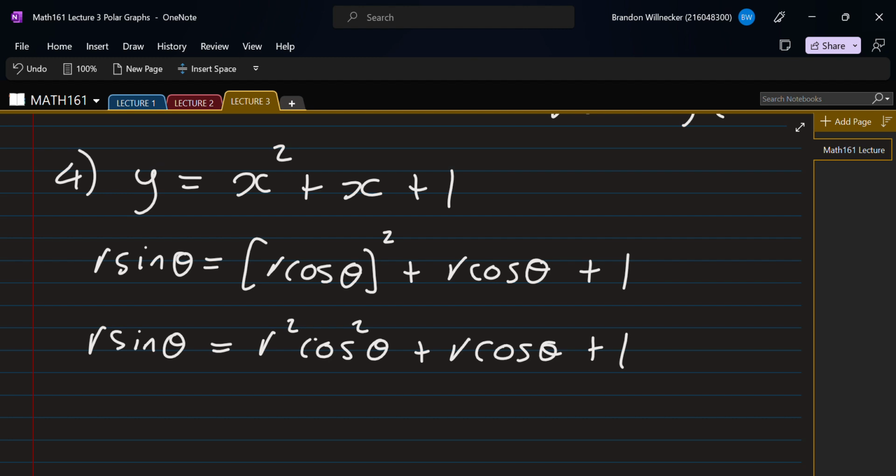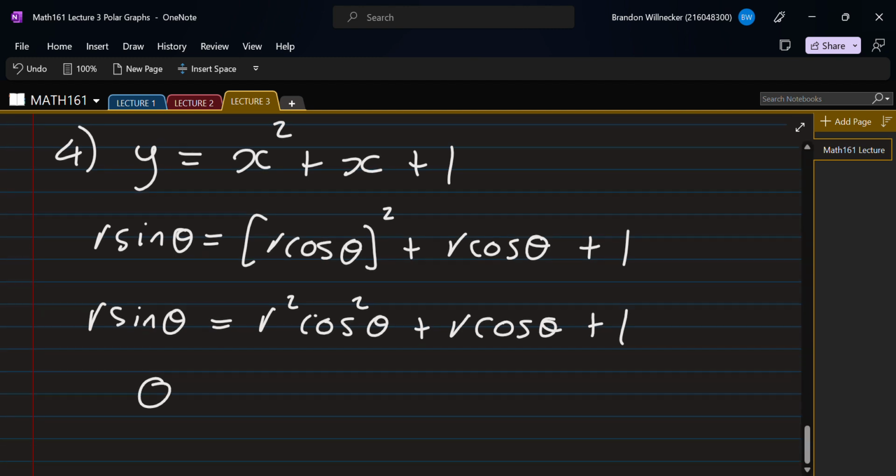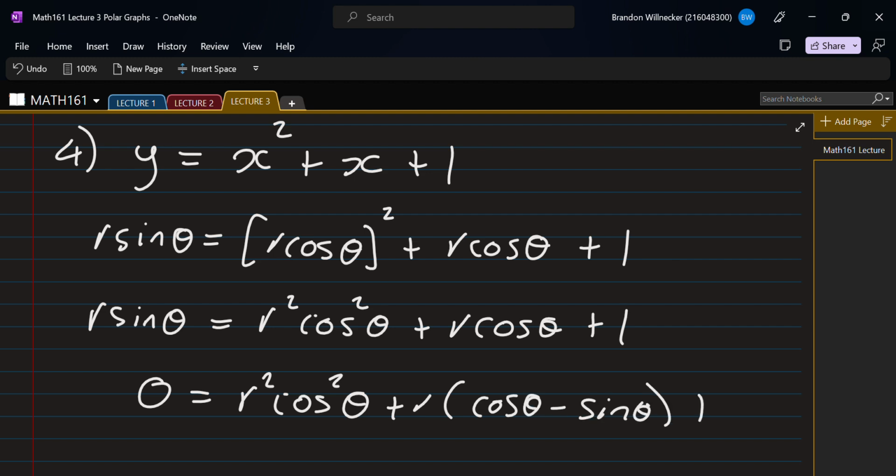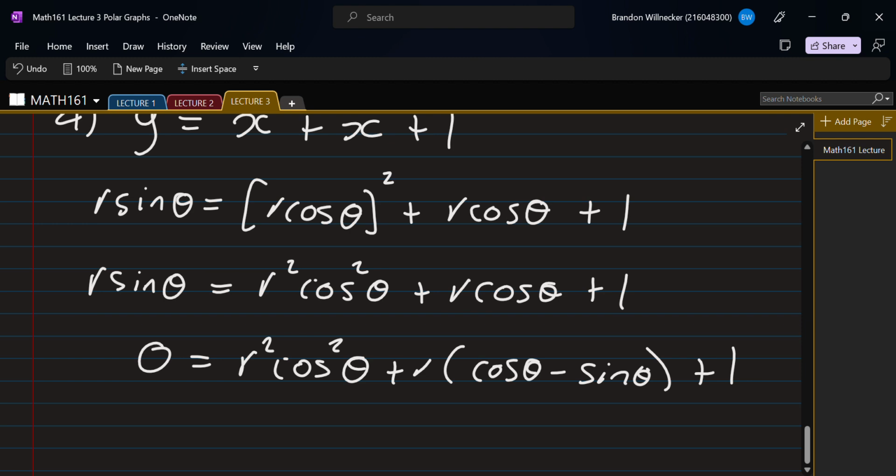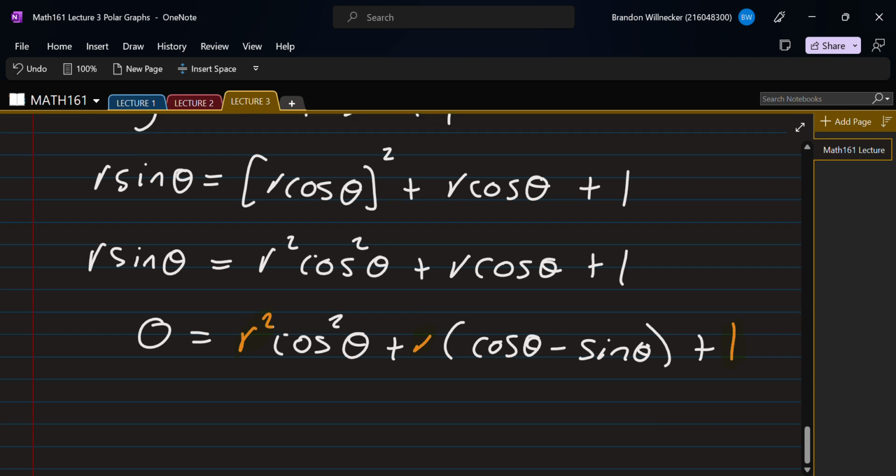So let's take all the terms to one side. So we're going to have 0 is equal to r squared cos squared theta plus r cos theta minus sine theta plus 1. And then we'll see now on the right-hand side that this is a quadratic in terms of r. We've got r squared, we've got r, and we've got our constant. So if we want to solve for r, we can just use the quadratic formula. Okay, so solving for r.